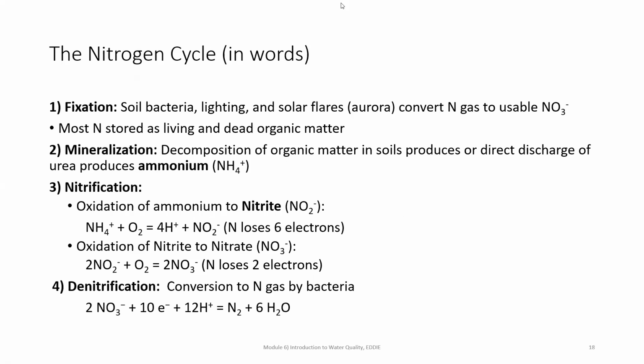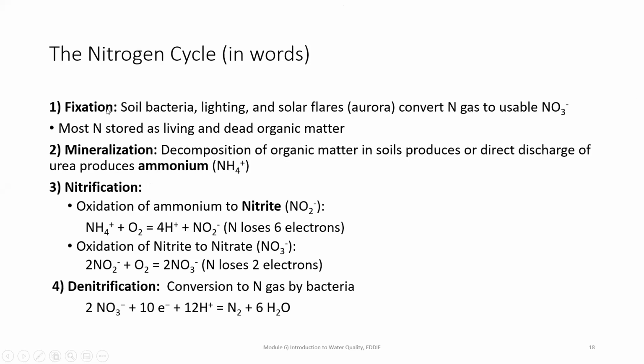All right, the nitrogen cycle. So this is the nitrogen cycle basically in words. This is looking at the different processes that connect different parts of the nitrogen cycle. You do not need to know necessarily how you write out oxidation of ammonium, but you do need to know the terms fixation, mineralization, nitrification, and denitrification. So basically, you need to know what those mean. You don't have to give me a chemical formula, but you do have to know what they mean.